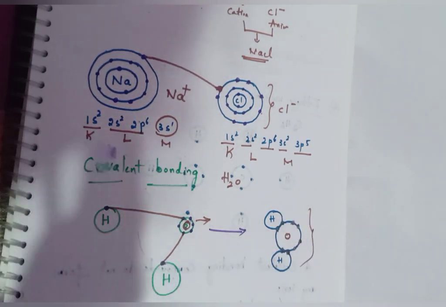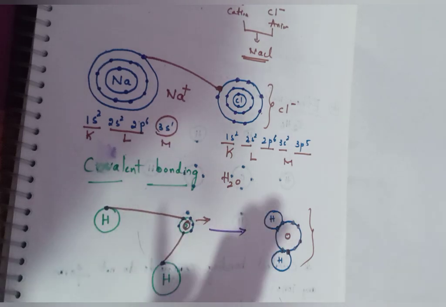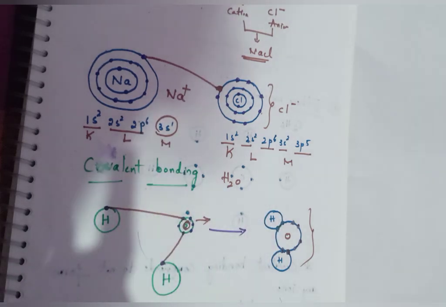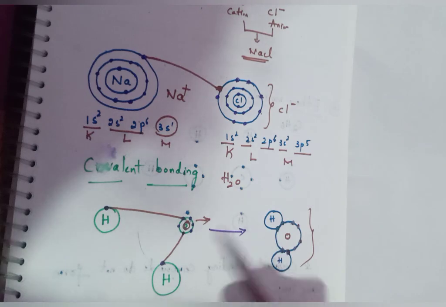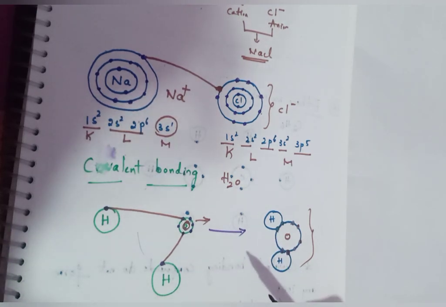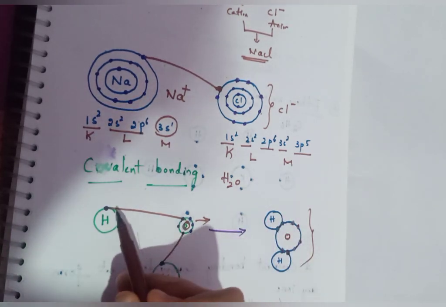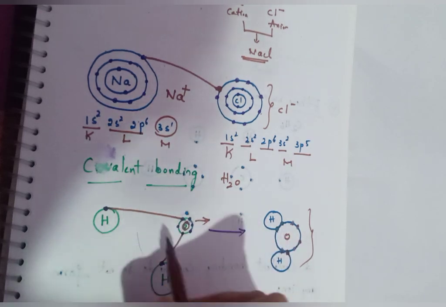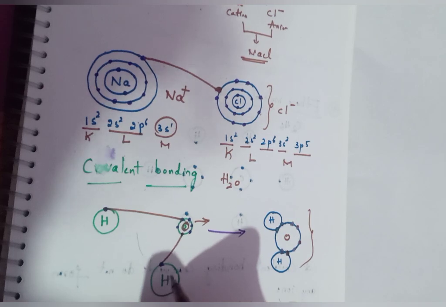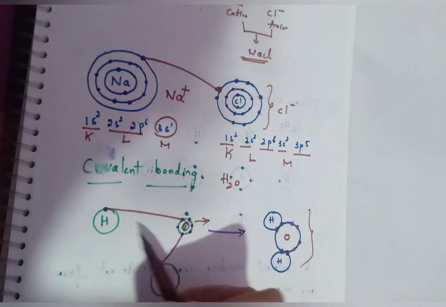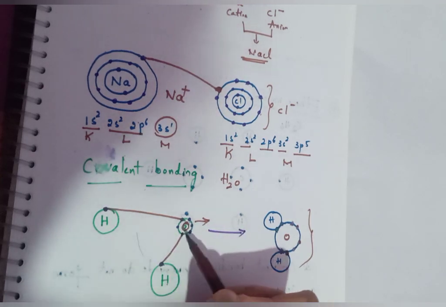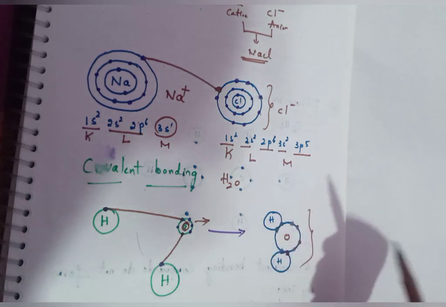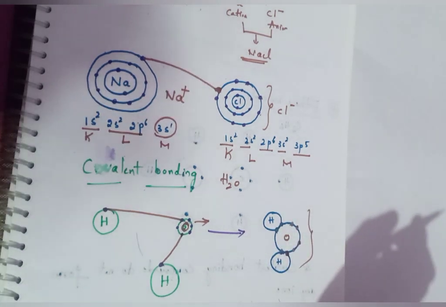So instead of losing one or more electrons from a single atom, there will be mutual sharing of electrons. Oxygen is sharing one of the electrons with the hydrogen, both this hydrogen and this hydrogen. So these hydrogens are also sharing electrons with the oxygen. So the mutual sharing of electrons takes place in covalent bonding.